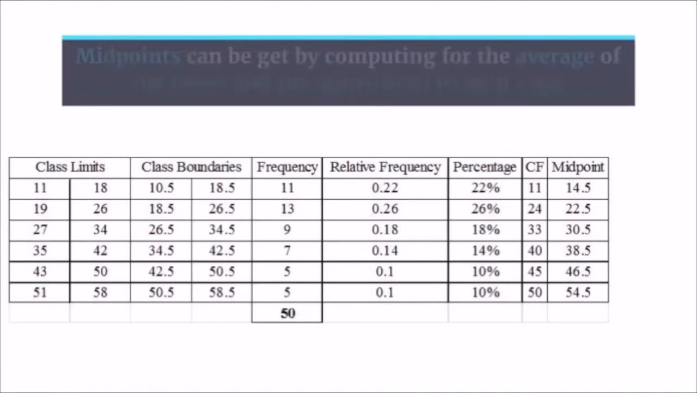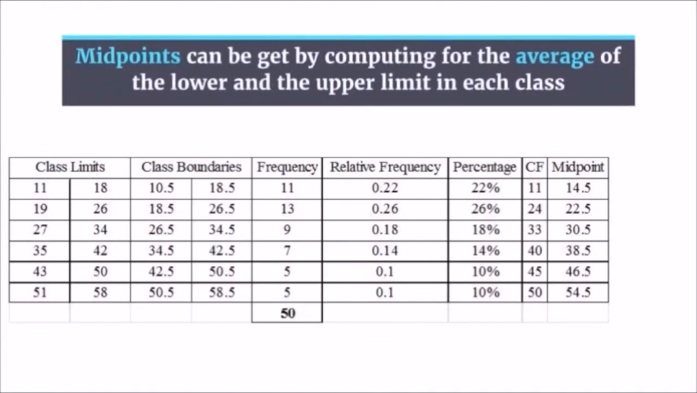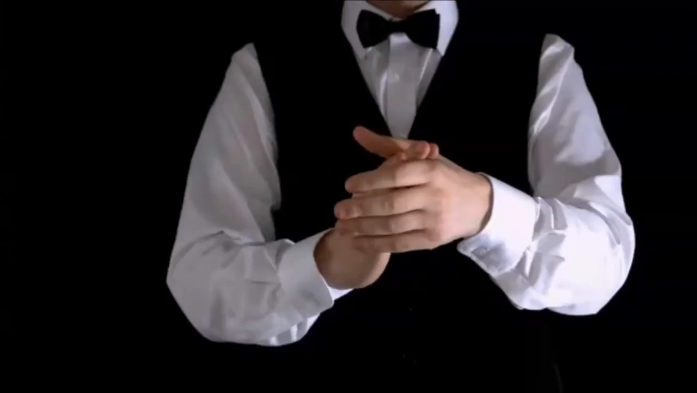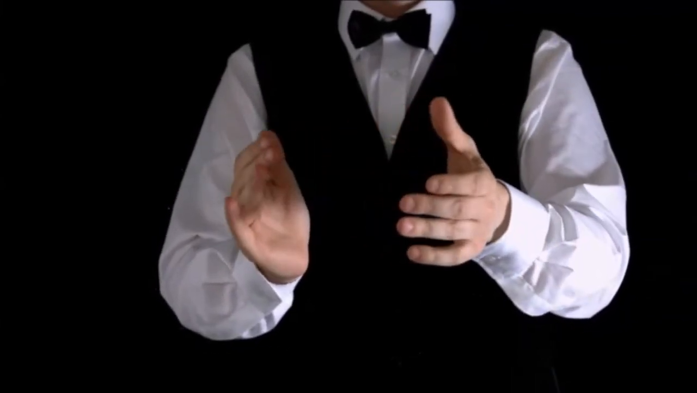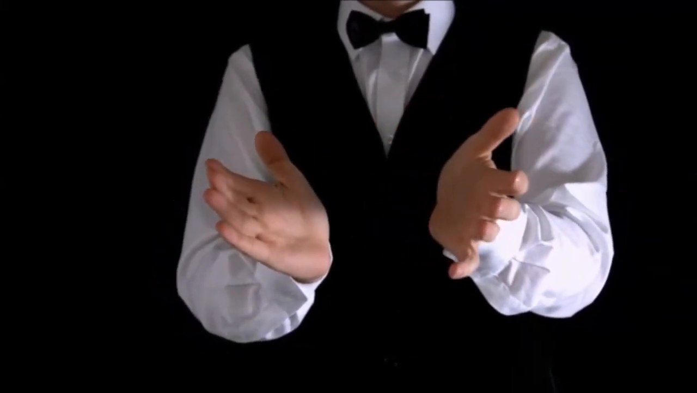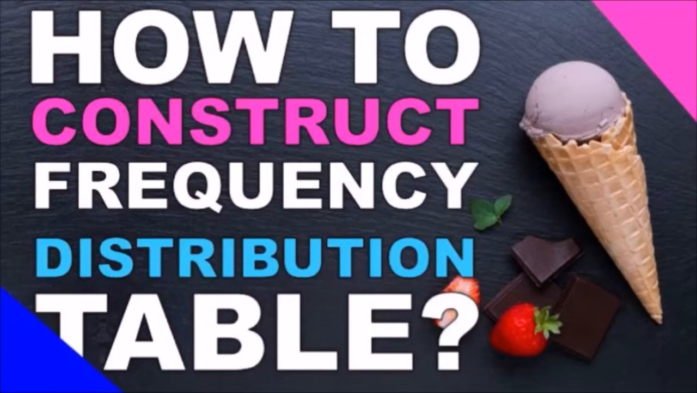The last part of the frequency distribution table is to determine the midpoints. This can be obtained by computing the average of the lower and the upper limit in each class. So, here are now our midpoints, and at the same time, this serves as our complete frequency distribution table. I think that's it for now. That concludes our video tutorial for today. That is how to create a frequency distribution table.